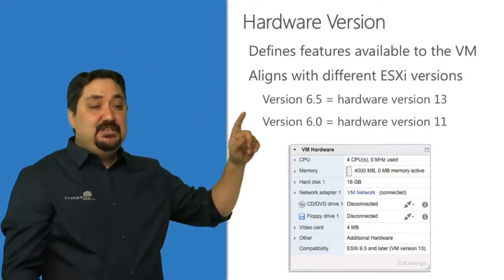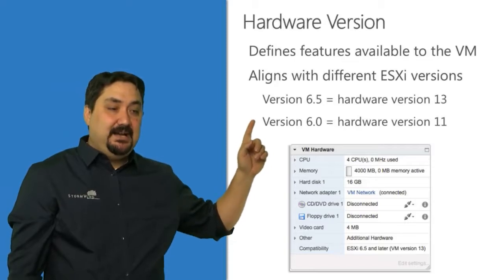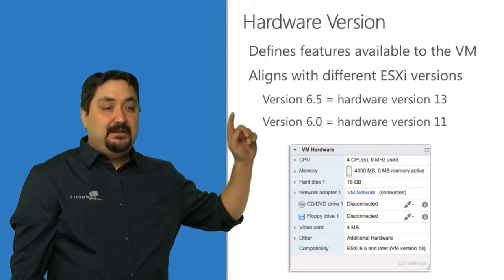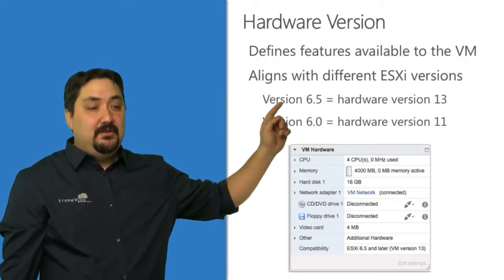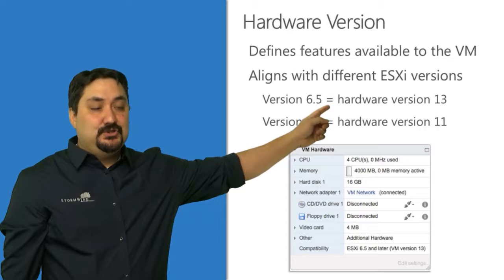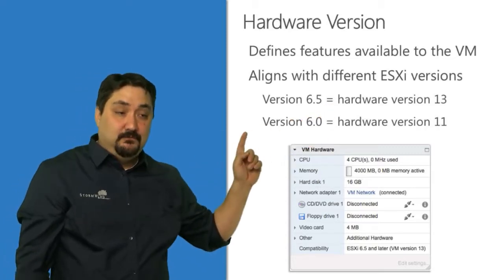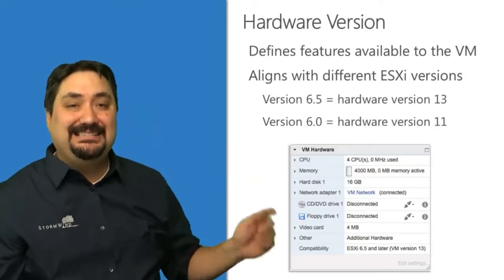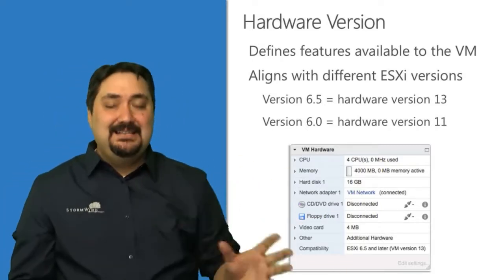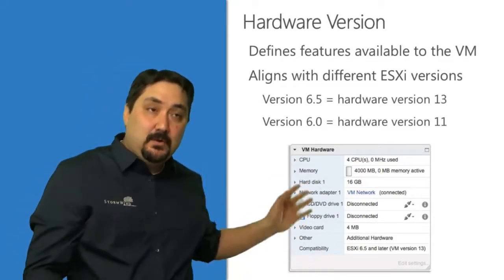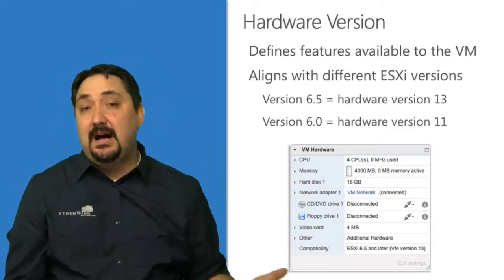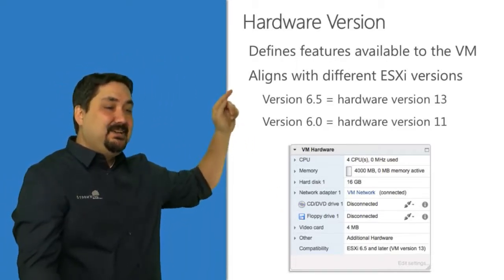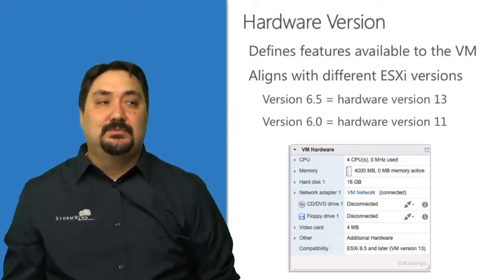So each hardware version aligns with the version of ESXi it was created in. If you create a virtual machine in 6.5, your virtual machine will automatically have a hardware version of 13. If you create a virtual machine in version 6.0, it'll automatically have a hardware version of 11. Now, legacy virtual machines have lower hardware versions. Luckily for us, we can upgrade it, and we'll cover that in the upgrade chapter. But this is a definite limitation to the features you can run on certain virtual machines.